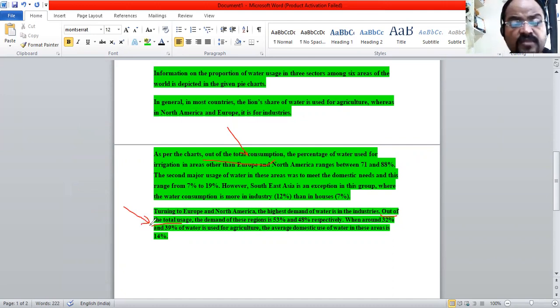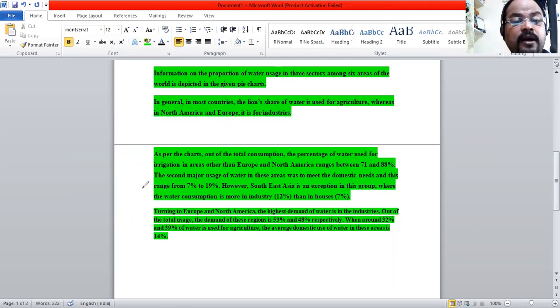So turning to Europe and North America, the highest demand of water is in the industry. Out of the total usage, the demand of these regions is 50, 53, and 48% respectively. Around 32 and 39% of water is used for agriculture, and the average domestic use of water in these areas is 14%. So now we have completed this.